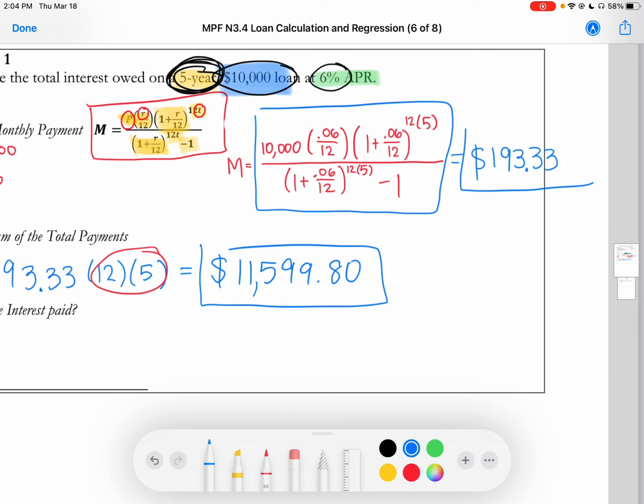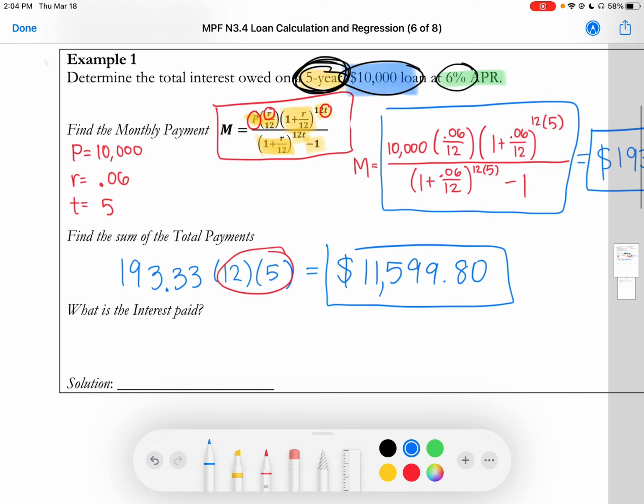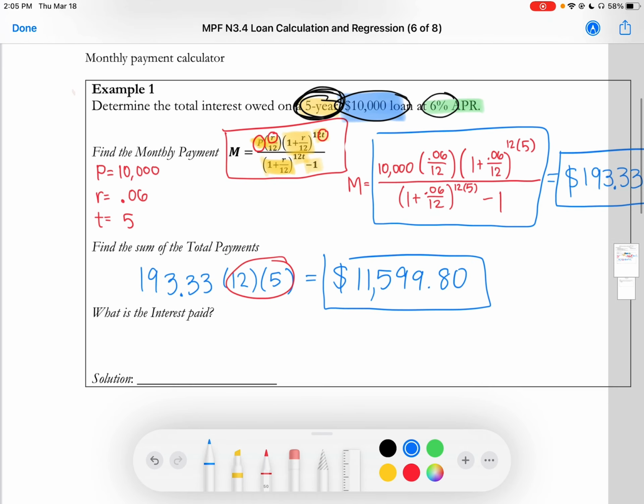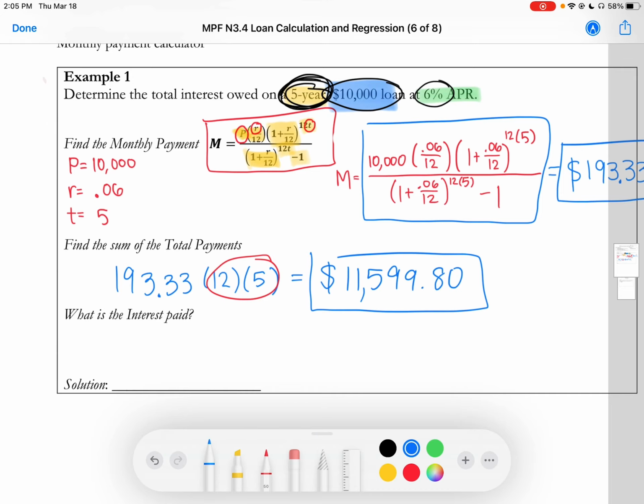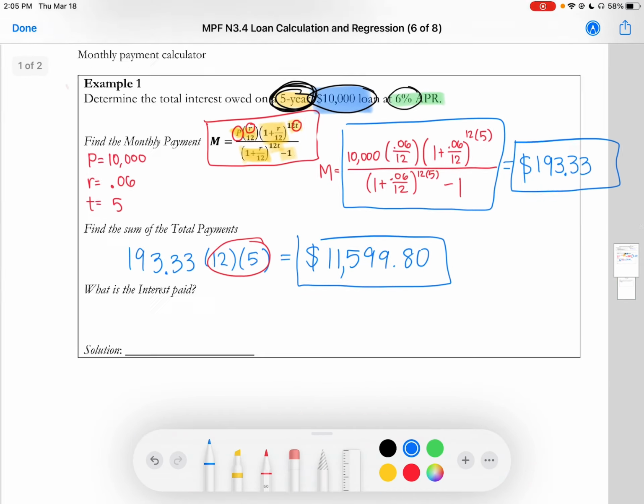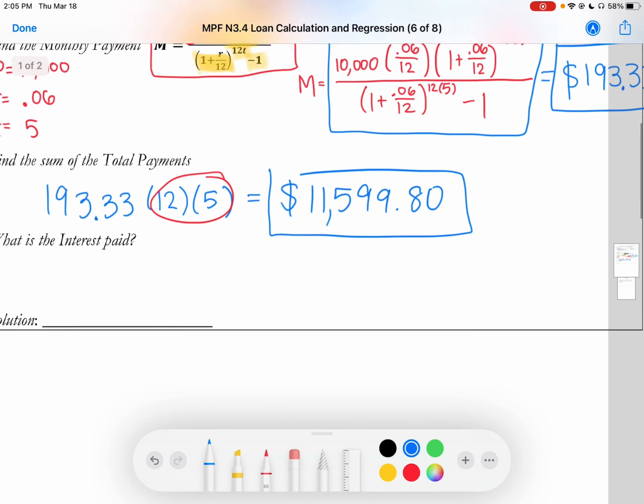Here's our answer right here. Okay, and then what's the interest paid? Well, again, that's how much extra are you paying compared to your loan. So our loan amount was $10,000, but in total we paid $11,599.